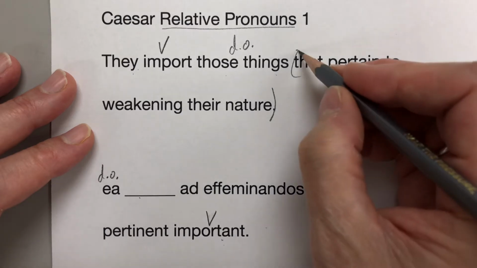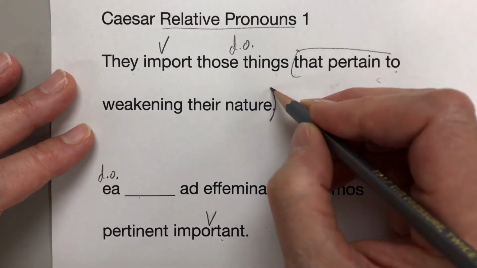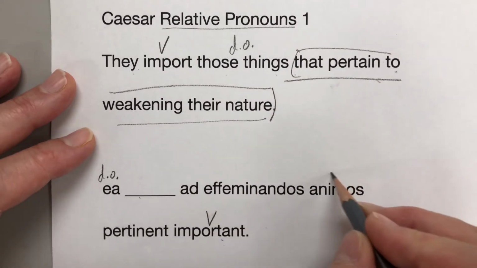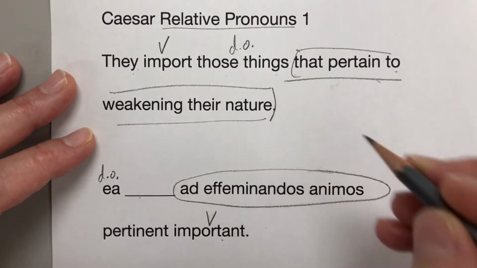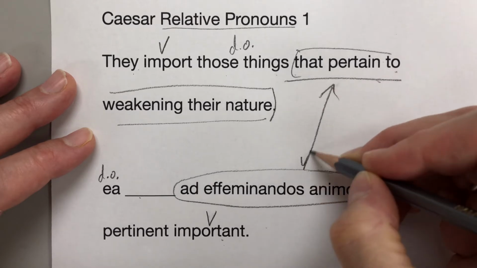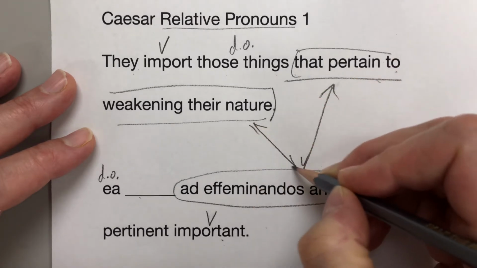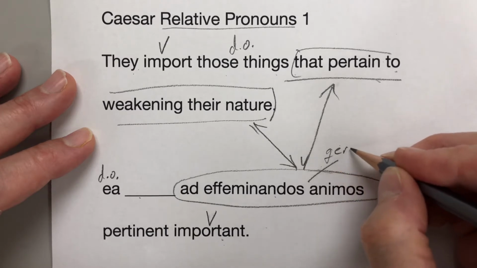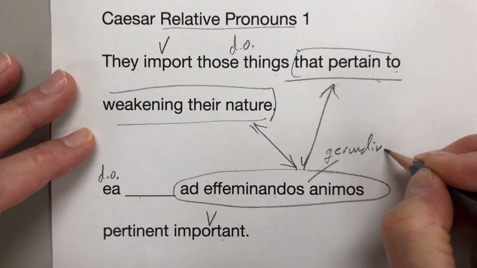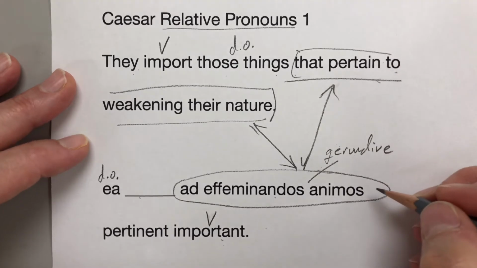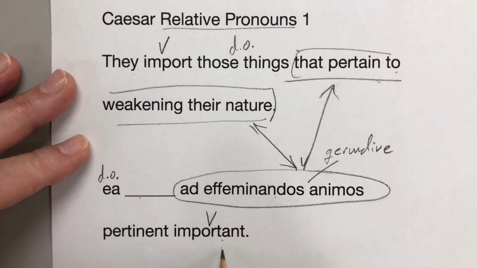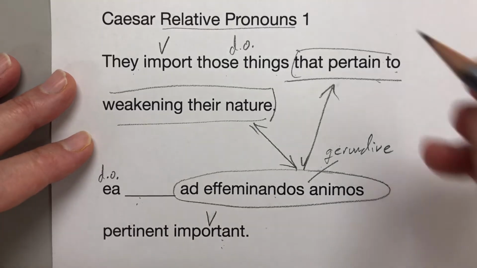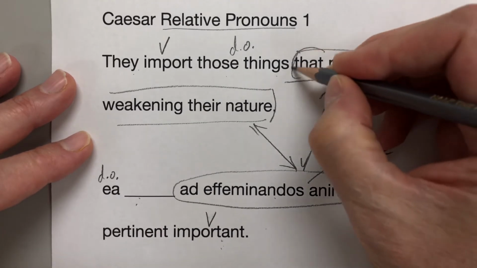Now that whole thing really kind of corresponds to this whole thing here. So this is, in Latin, we've got a gerundive phrase. So very different ways of expressing ourselves. So now, obviously here, that's where we're going to put in the relative pronoun. And that would be right there.